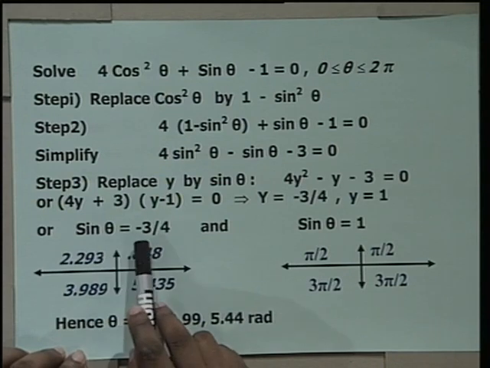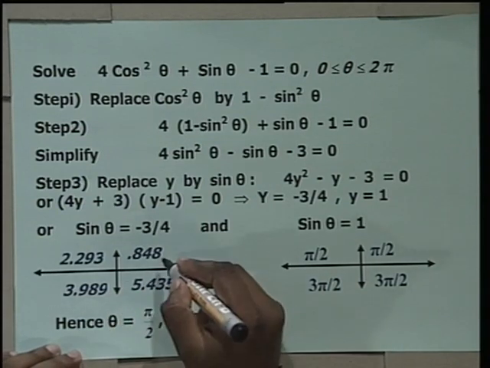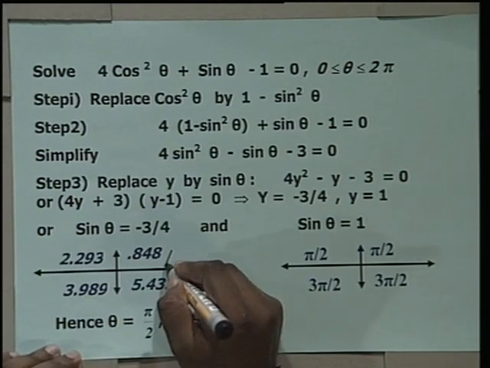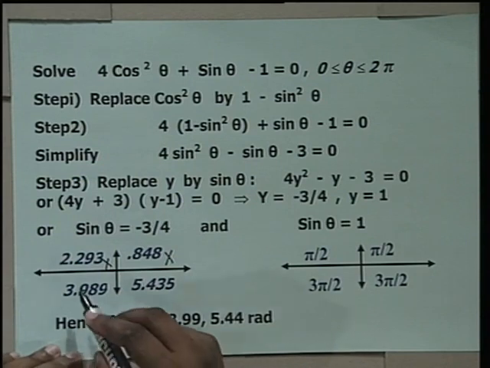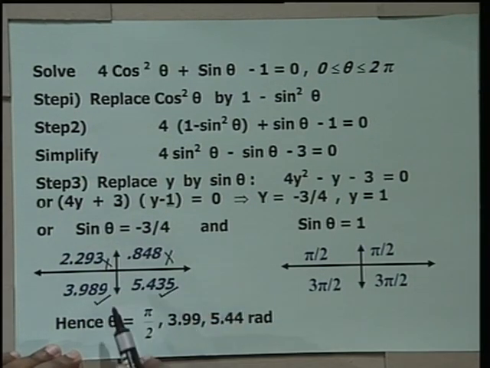Now, since theta is equal to sine inverse of minus 3/4, we'll choose angles in the quadrant in which sine is negative. And we know that sine is positive in first and second, so we discard them. Sine is negative in third and fourth, so we're going to take angles in the third and the fourth quadrant.